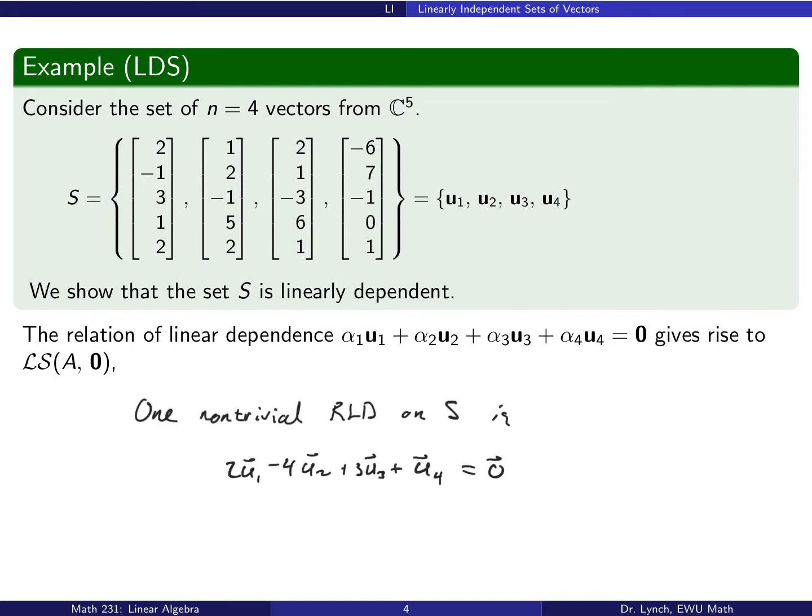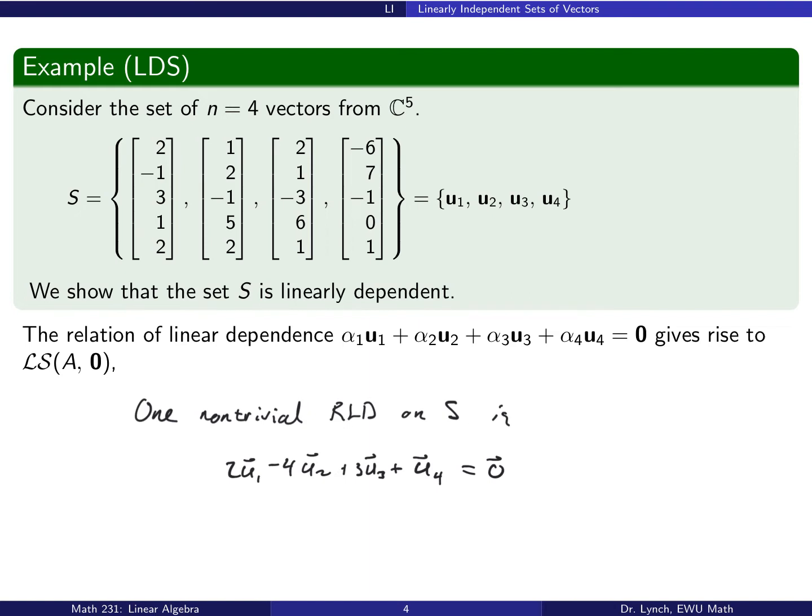Here's an example of that relation of linear dependence. Again, I'm just setting x4 equal to 1 from our vector form of the solution. So 2 u1 minus 4 u2 plus 3 u3 plus u4 is equal to 0, a non-trivial relation of dependence. So we see that S is linearly dependent.